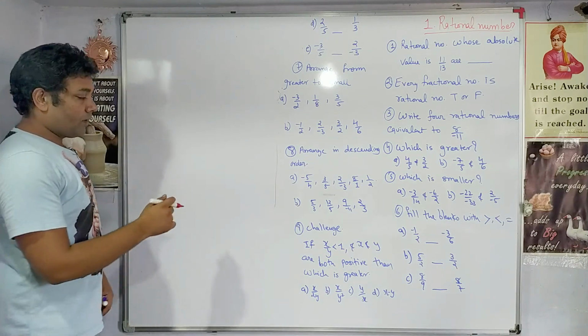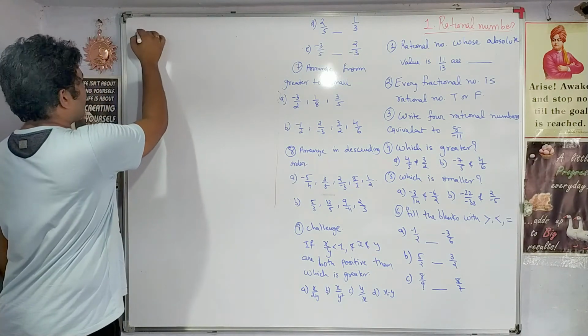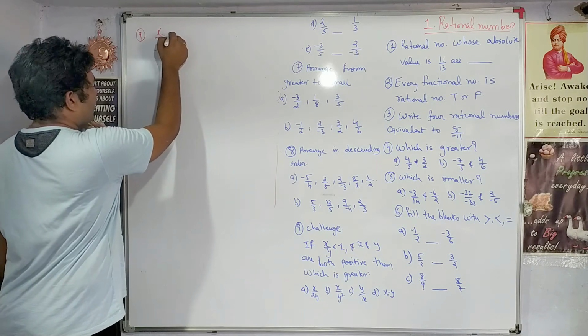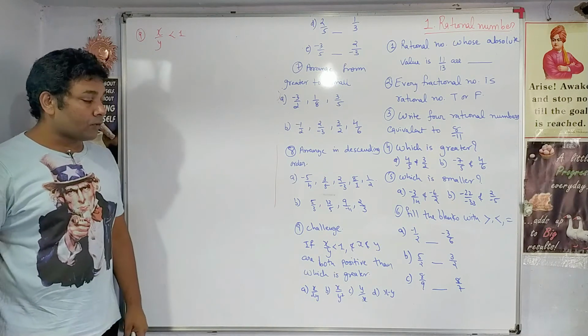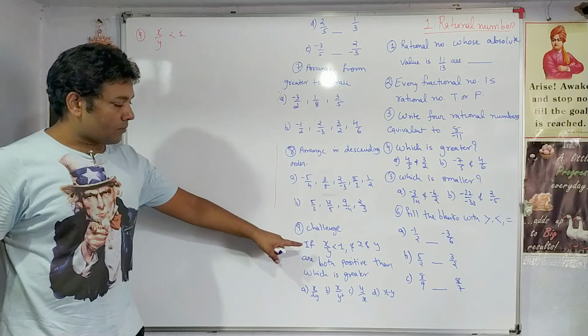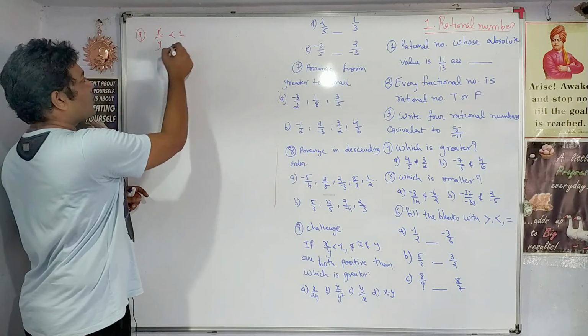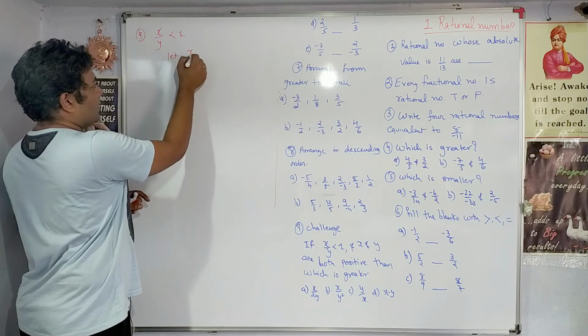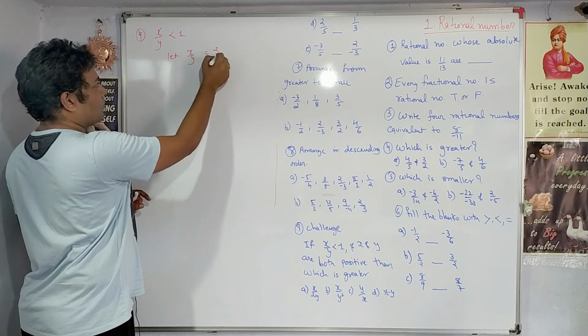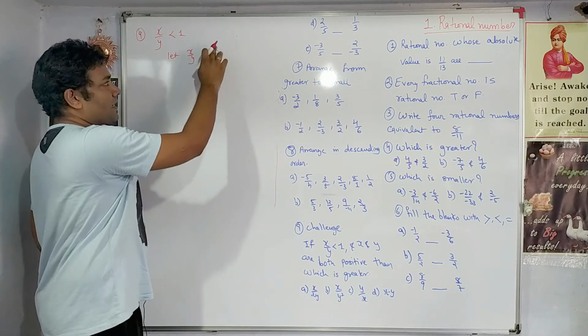Then the last challenge question. So the last one we have is a challenge question. What does this challenge question say? It says that x upon y is less than 1. How will you solve? Less than 1 means we can assume x upon y as 2 by 3, right? Because this is less than 1.